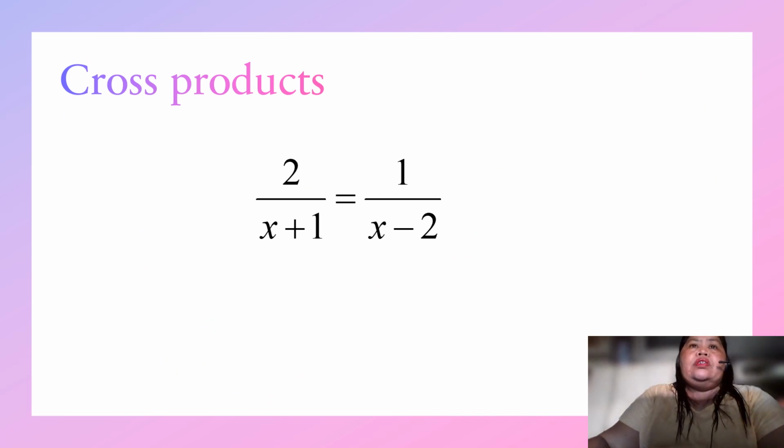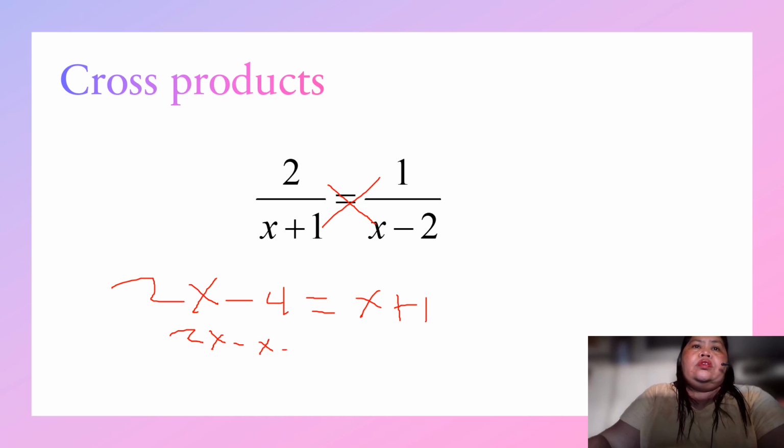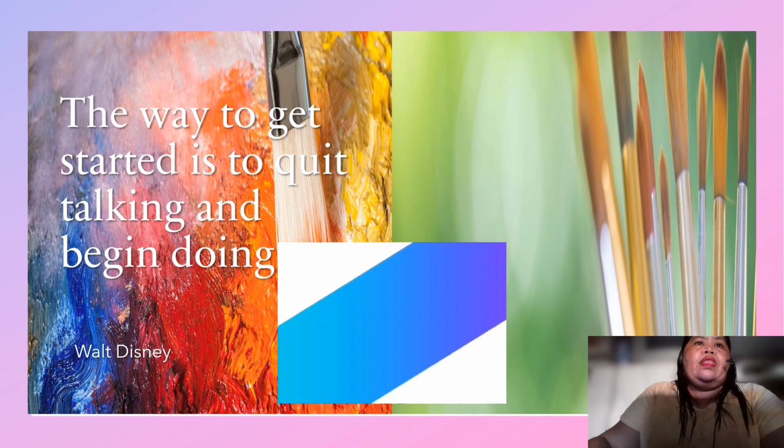Okay, so you can solve the same, no? The same technique as the previous one. So we have to cross multiply. So we have 2x minus 4 is equal to x plus 1. So we get 2x minus x is equal to 1 plus 4. So we get x is equal to 5. You may check if it is correct, okay? Next.